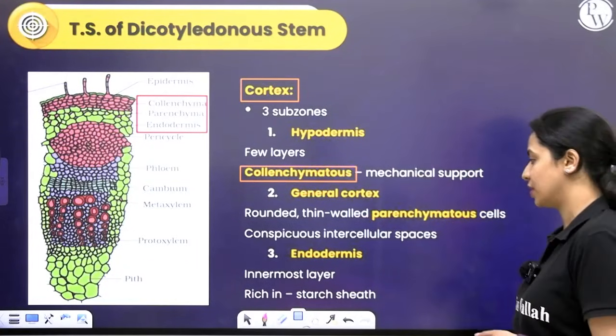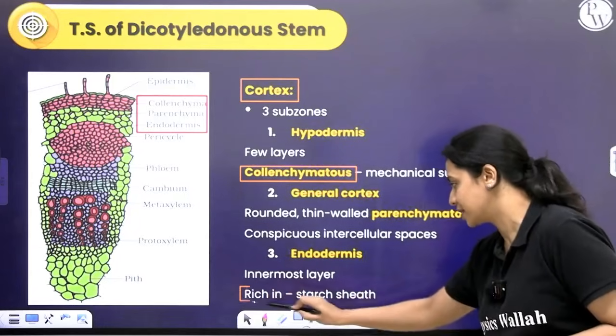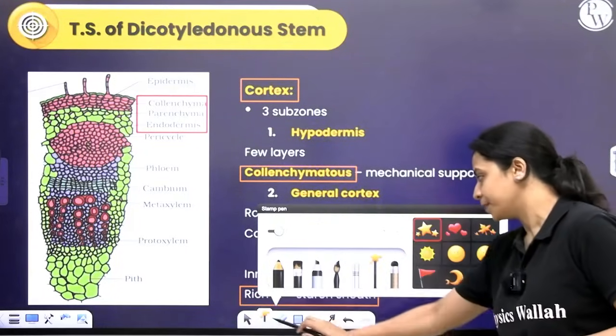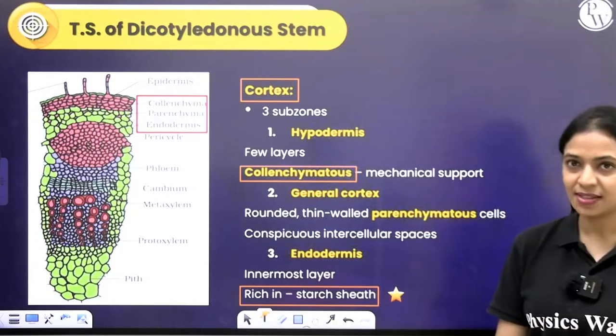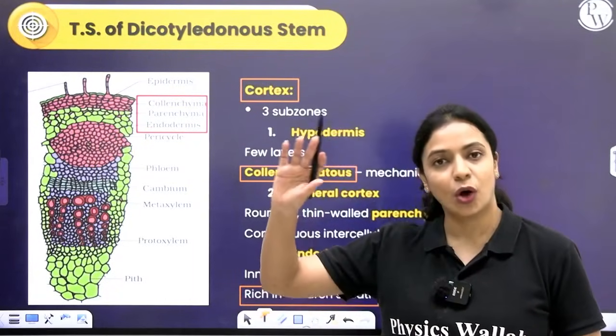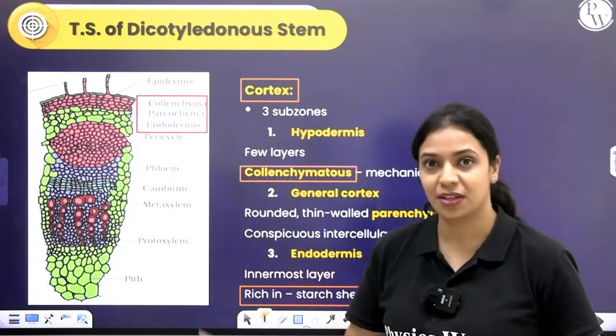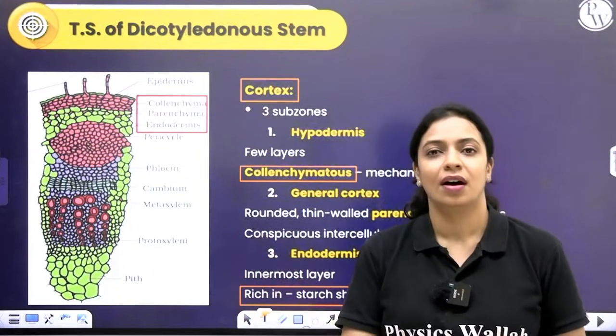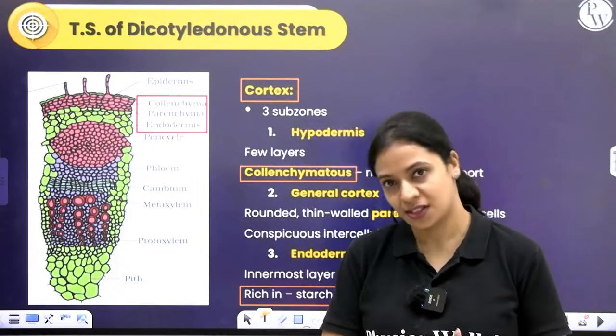Endodermis is the innermost layer. Here, there is an interesting, important feature you should remember. It is made up of parenchyma. It is rich in starch grains. So, we call endodermis here starch sheath. In monocot root and dicot root, there is Casparian strip in endodermis. In dicot stem, you have endodermis called as starch sheath.